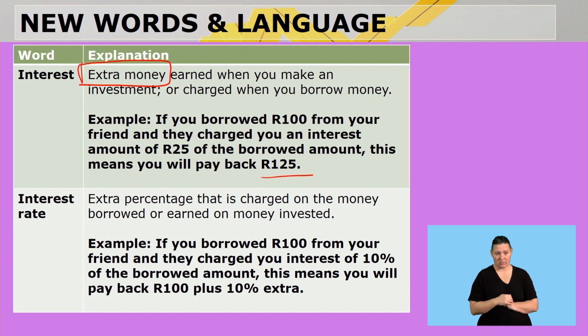Interest rates, it's the extra percentage that is charged on the money borrowed or earned on money invested. Example, if you borrowed 100 Rand from your friend and they charged you an interest rate of 10% of the borrowed amount, that means you will have to pay back 100 Rand plus the 10% extra.